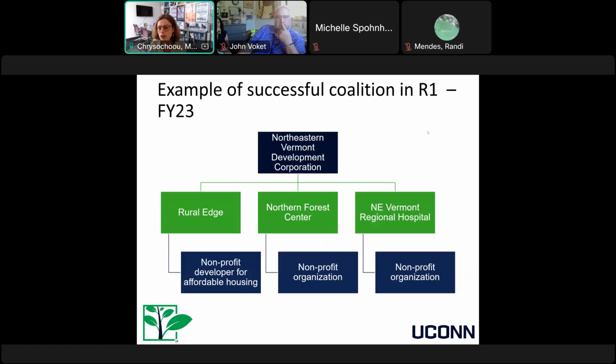Here are some examples of what coalitions look like. EPA Region 1 actually doesn't have a lot of history in applying and getting coalition grants. There was only one coalition grant in fiscal year 23 by the Northeastern Vermont Development Corporation. And here, this entity partnered with 3 non-lead partners. Rural Edge, that was a nonprofit developer for affordable housing. The Northern Forest Center, a nonprofit organization, and the Northeastern Vermont Regional Hospital, that was also a nonprofit organization. So all 3 coalition members here were nonprofits present in different rural areas of Northeastern Vermont. And so the coalition applied for a $1.5 million grant to spend money across the development corporation territory. So this is one example of what a coalition can look like.